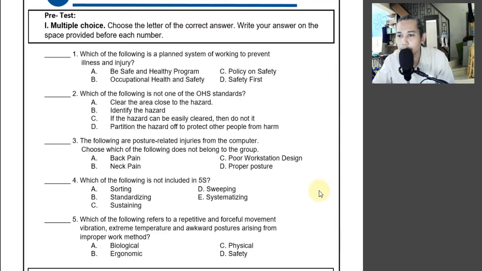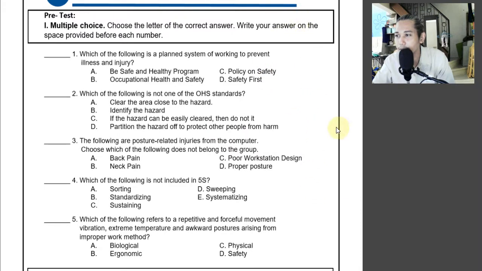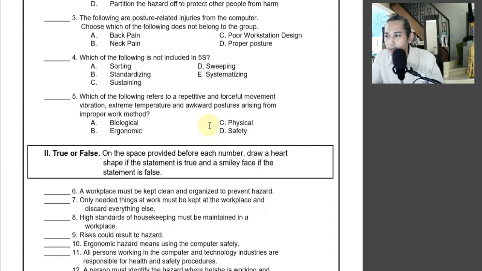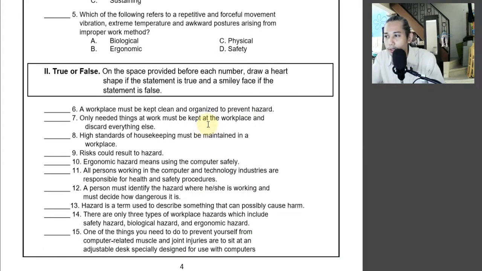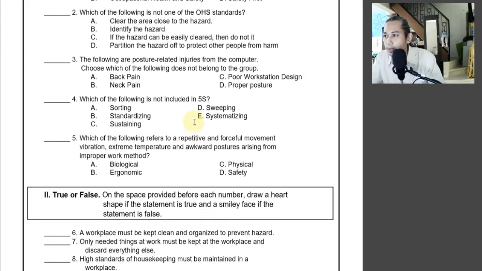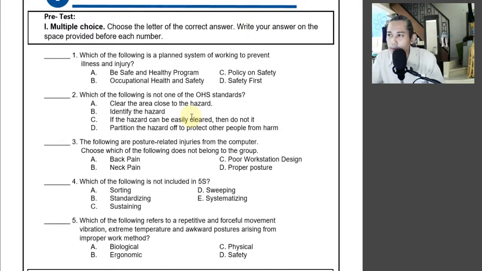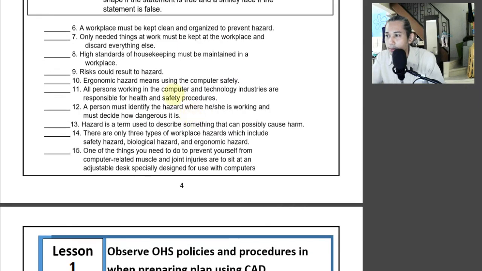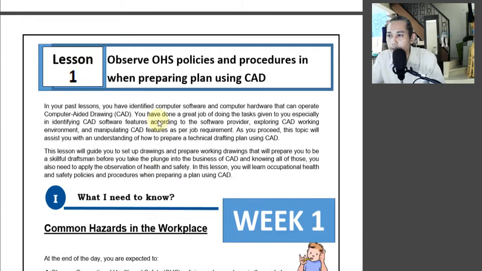If you are questioning me why hazard is my topic, it's because, guys, that is what is written in the curriculum content of TLE. So, without further ado, let's start with this multiple choice. Then we have true or false here. The total points for the pretest is 15 points. Then here is your Week 1.